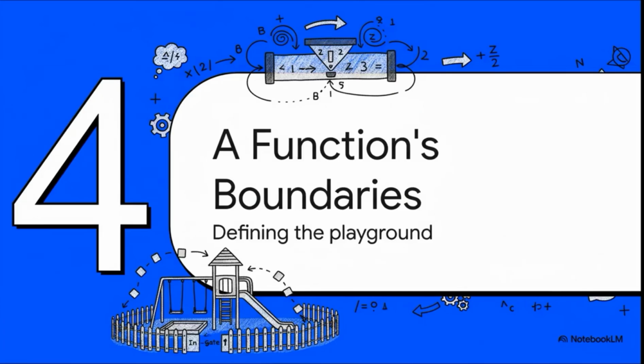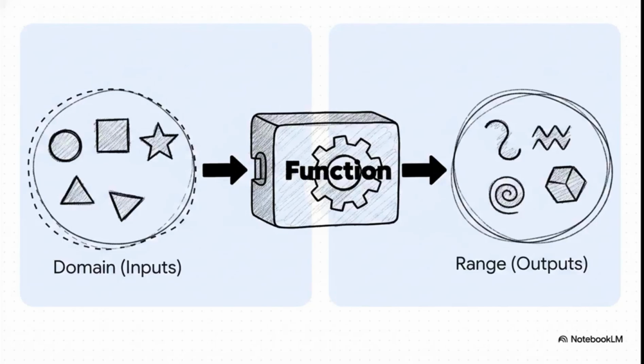All right, for our final piece of the puzzle, let's talk about a function's boundaries. You see, every function has its own set of rules, a set of allowed numbers you can put in, and a set of possible numbers that can come out. We're basically defining the playground where the function gets to live. And these boundaries have two special names, domain and range. The domain is just the complete set of all the possible inputs you're allowed to use. And the range? That's the complete set of all the possible outputs the function could ever give you back. So, domain is what goes in, range is what comes out.